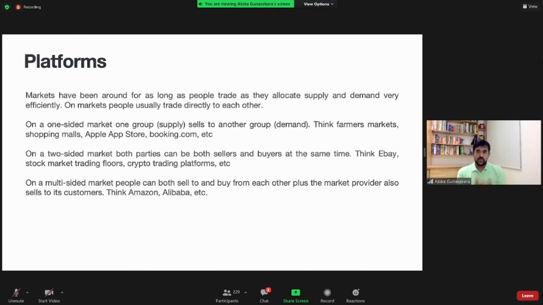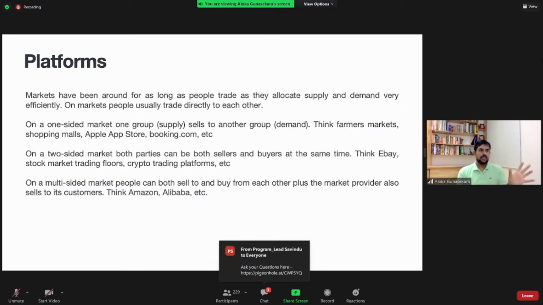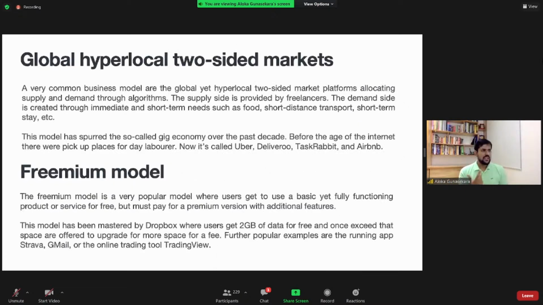Platforms. I'm sure you guys know of the platforms. So if you take the Apple App Store, Booking.com, or for that matter, even TickMe or Uber, all these are platforms. So what happens is, it's a two-sided market. You have sellers and buyers at the same time coming together and trying to make a deal out of it. Then global hyperlocal two-sided markets. Now, this is a mouthful, but don't worry about it. I am talking about things like AliExpress, eBay, and Amazon.